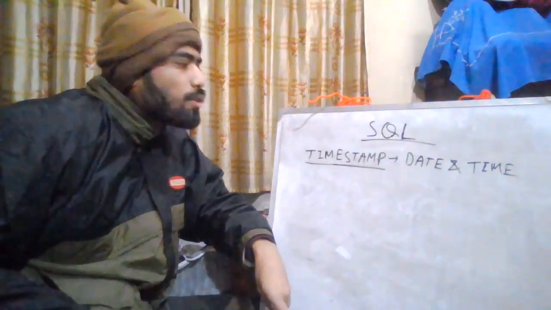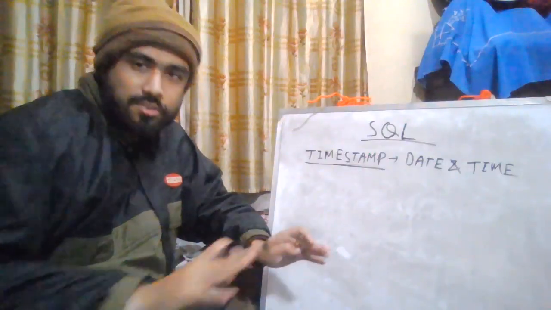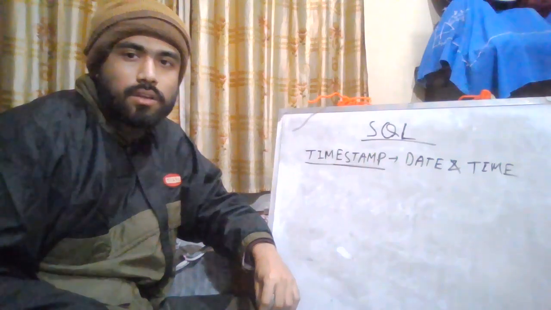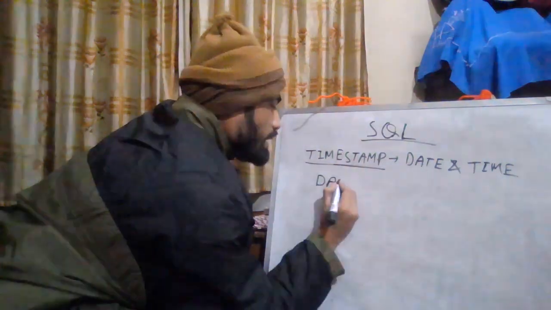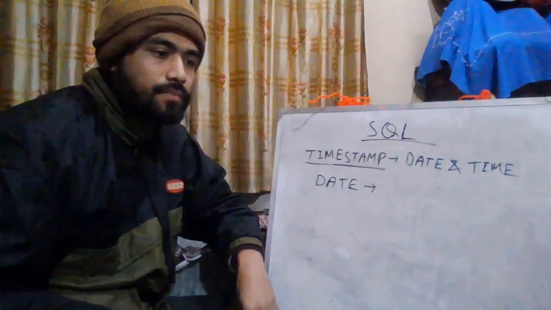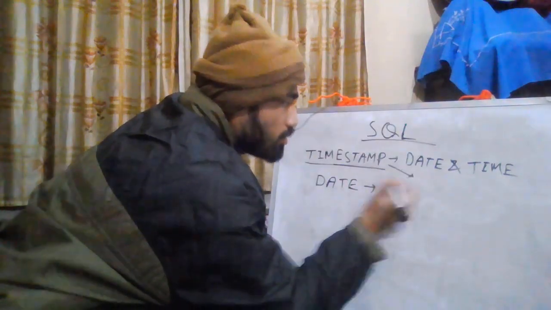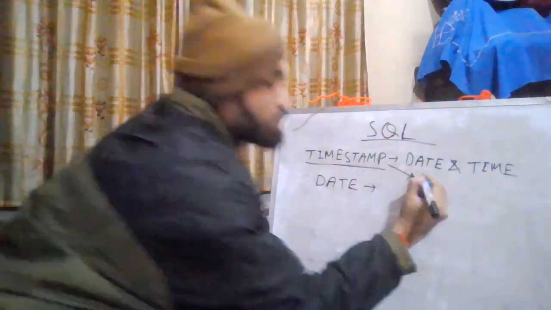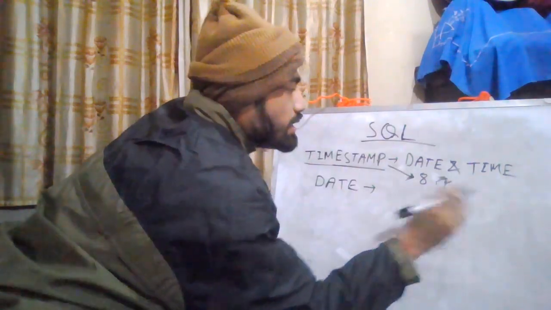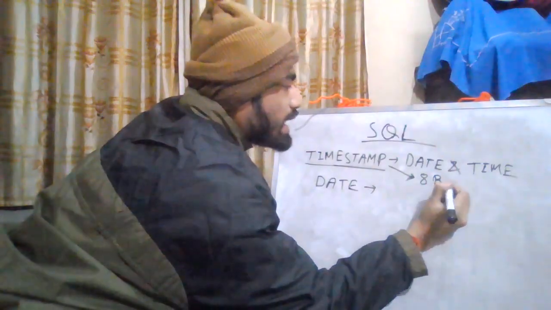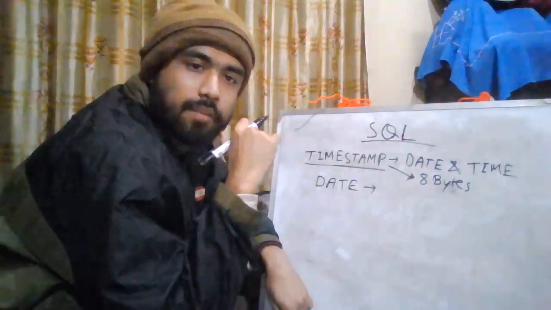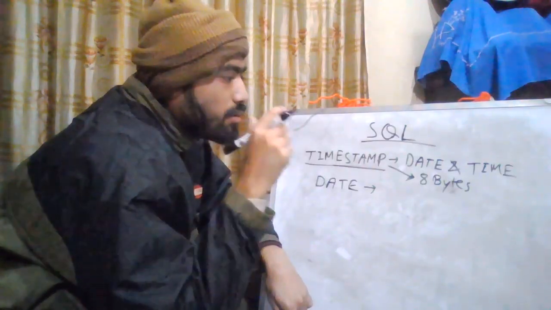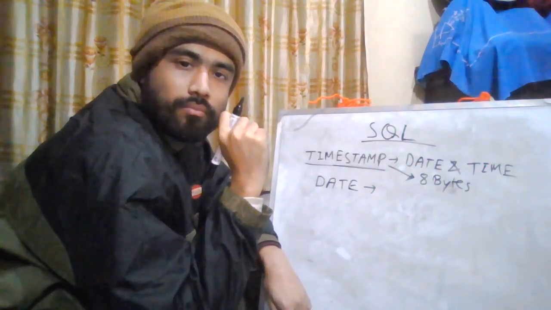Now, for example, you only need the date and time is not required. Then it is simply date, nothing else. Okay. I forgot to mention the size of the data. The size of the timestamp data is 8 bytes. So timestamp can hold data up to 8 bytes.